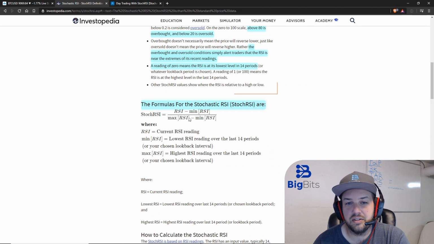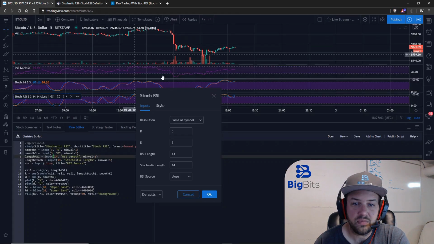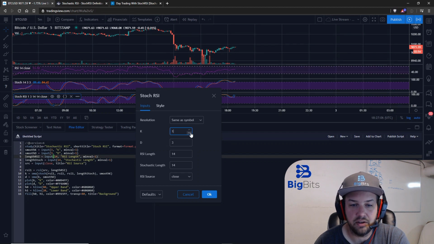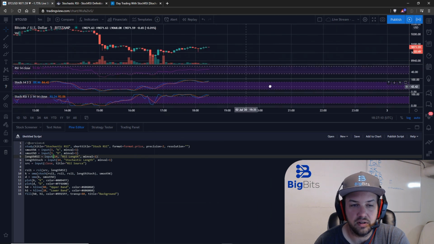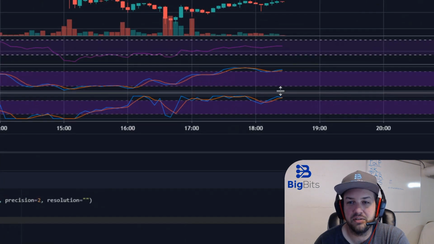That's just how the stochastic calculation works. You take the current RSI subtracted by the minimum. Anyway, you don't really need to know all that. The key takeaway is that where the RSI is now, relative to where it was over the last however many stochastic periods you have, is where it's going to be on the stochastic scale. So this is for the fast K value. Let's go ahead and turn this down to 1, and this is the actual stochastic value instead of the slowest stochastic value.